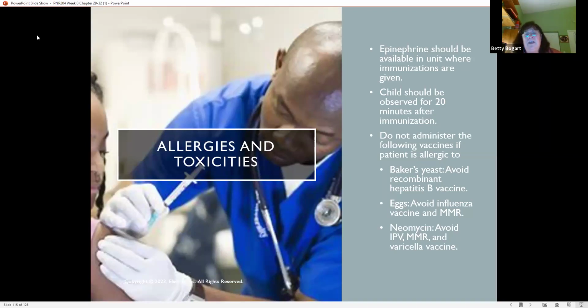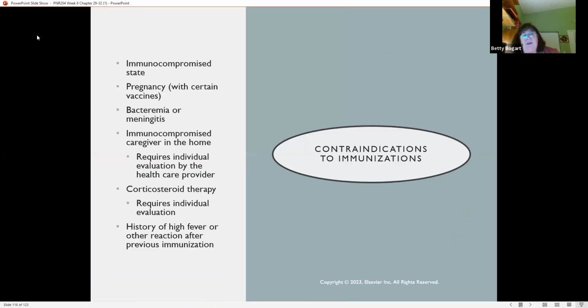Giving immunizations, we need to watch those children for a minimum of 20 minutes to make sure there's no allergic reaction. And you can see here, another one, eggs: you can't have influenza, MMR, neomycin. These are things that we need to know and look at before giving immunizations.